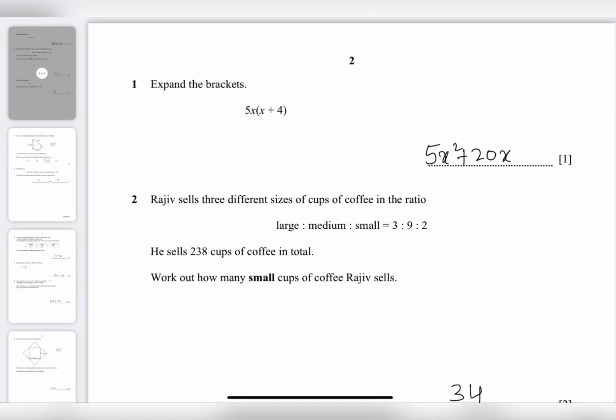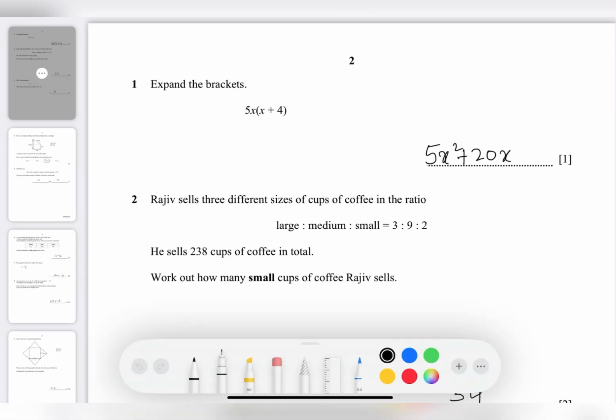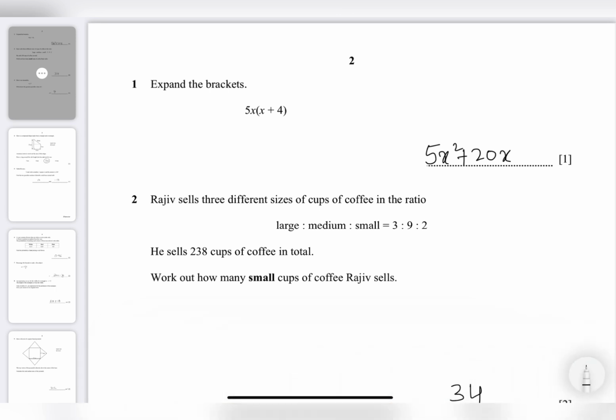So the first question says expand the brackets. All right, all of us know how to expand the brackets, right? How can we expand the bracket? We have to multiply this 5x with this x and with this 4 as well. What is 5x times x and what is 4 times 5x?